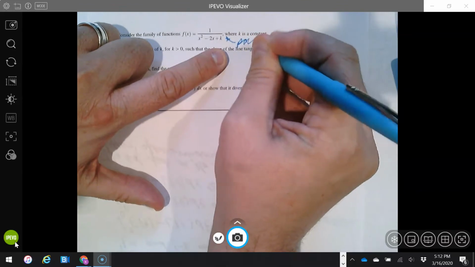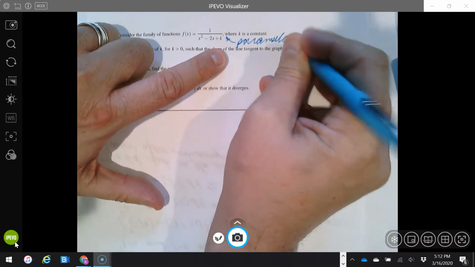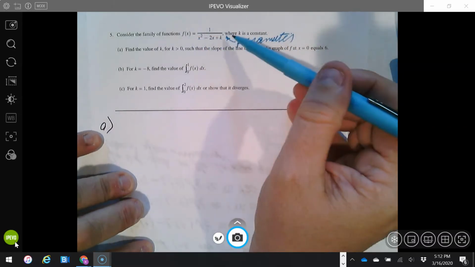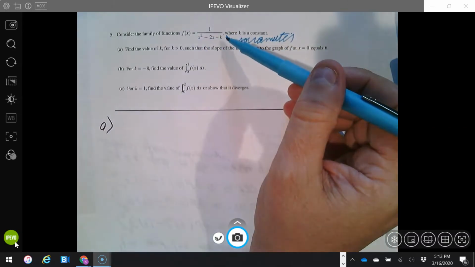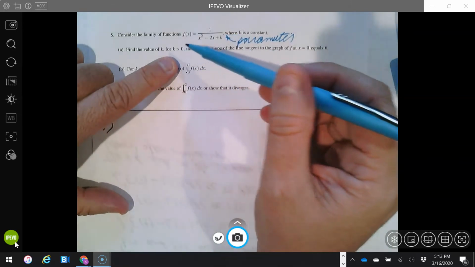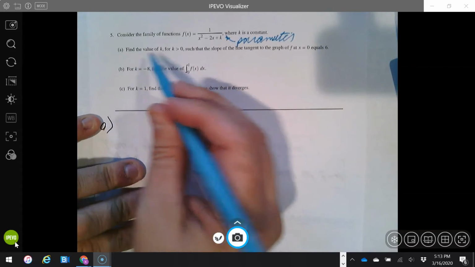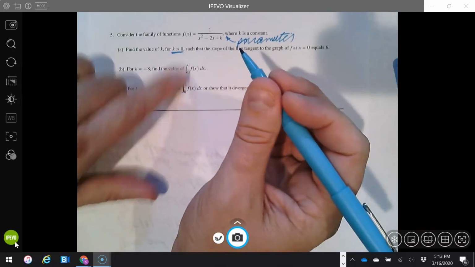K, you may remember, we call a parameter, meaning that it's going to change. It's not your variable necessarily, but it is a parameter. It's a constant, but we're going to be given different values of the constant that we're going to work with here. Find the value of k for k greater than 0. Let's keep that in mind.